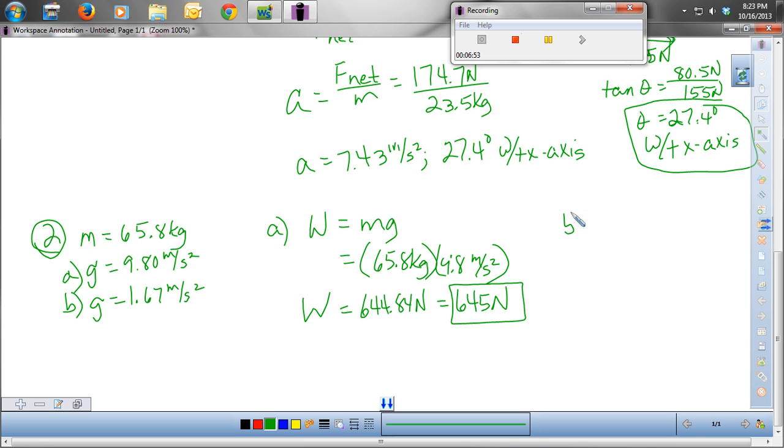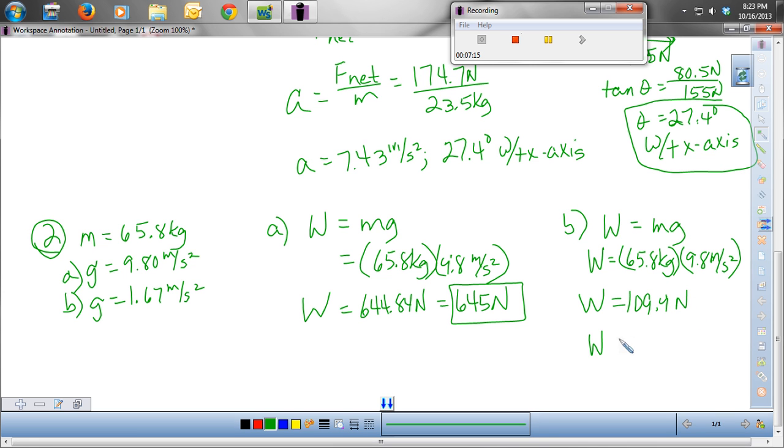And then for part B on the moon, the weight is equal to mass times gravity again. The mass is still 65.8 because it's the same rock. And gravity is 1.67 meters per second squared. So my weight is 109.9 newtons, but I want it in significant digits, so I'm going to go with 110 newtons.